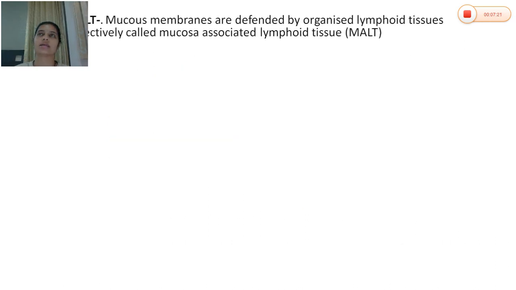Now the third secondary lymphoid organ is MALT. MALT indicates mucosa associated lymphoid tissue. The mucous membranes which line the various parts of our digestive system, as well as the respiratory and urinogenital systems, are the major sites of pathogen entry. These mucous membranes are defended by organized lymphoid tissues, collectively known as MALT, mucosa associated lymphoid tissue.